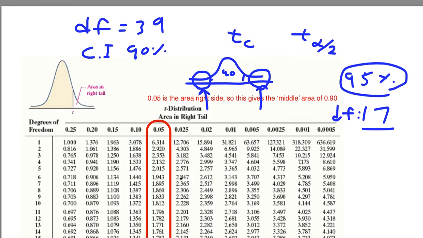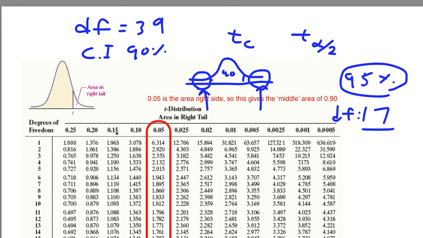So this is how we use this table. We just have to be careful with these numbers. These numbers are only referring to the area on the right side. So if I want to use 90%, that means I have to look at 0.05. If I want 95%, I look at here, and so forth, right? So make sure to keep that in mind when you use this table.